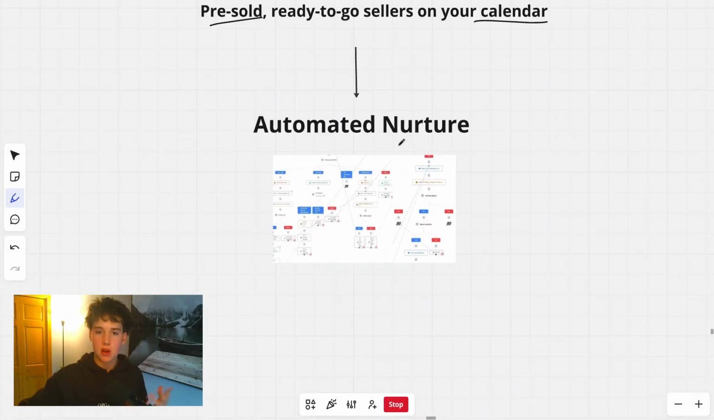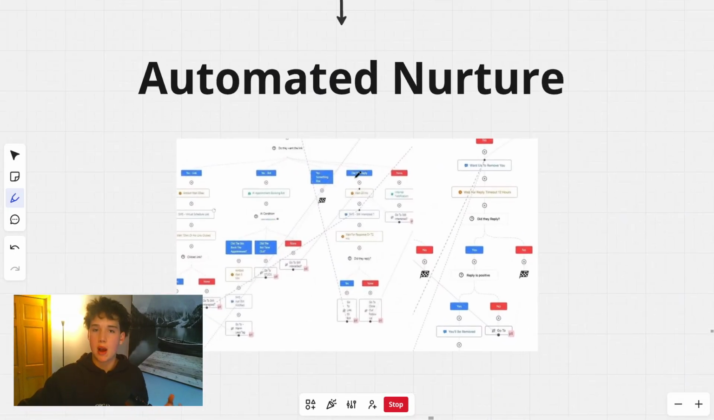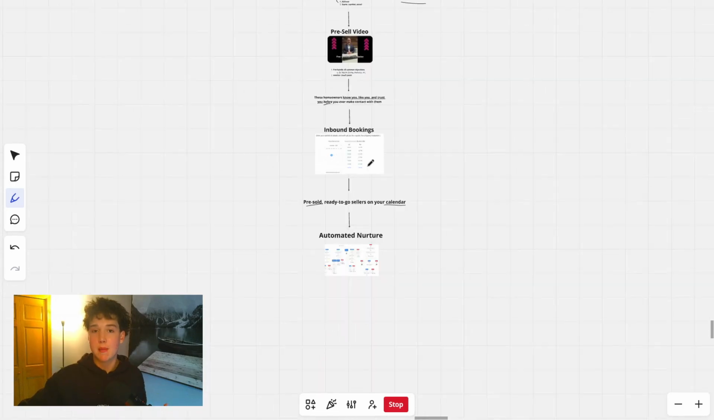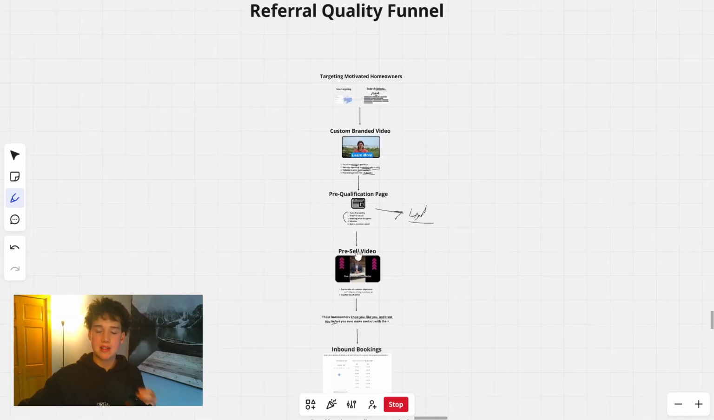Now, along with that as well, I do automated nurture, set up all these workflows for all my clients as well. That's something you can add. I recommend adding that. But that's really what it comes down to. That's the entire funnel right there.